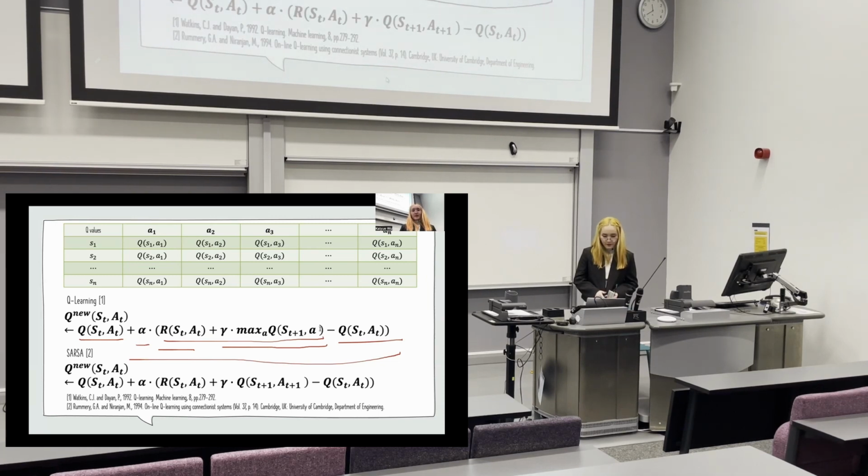Then let's look at SARSA, which is another reinforcement learning algorithm that uses a similar update rule, just that it replaces the best next Q value here with this one, which is the Q value of the real next state action pair.